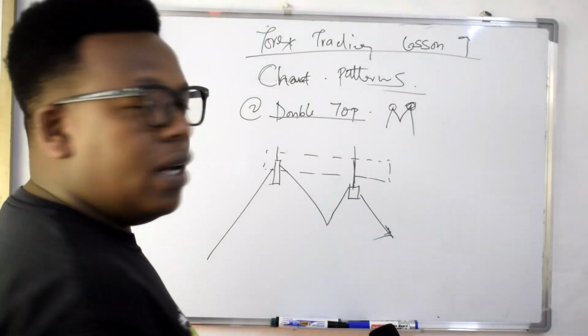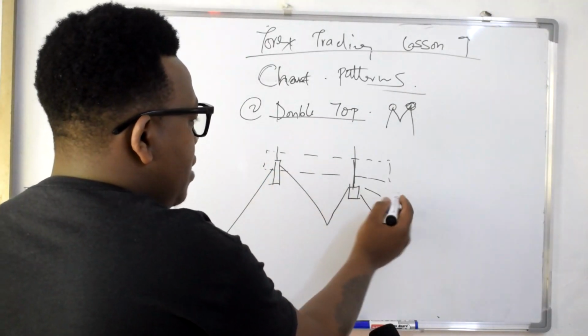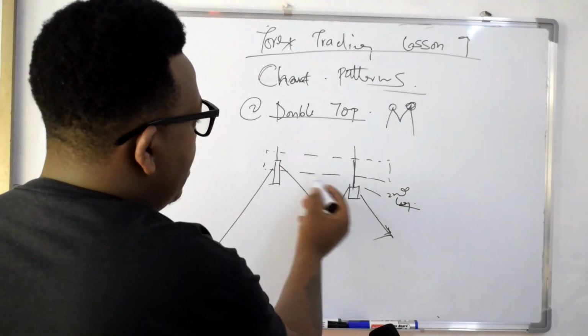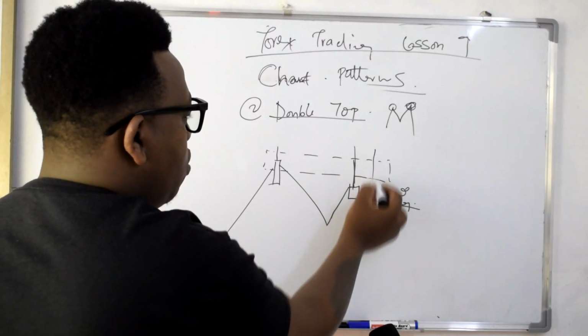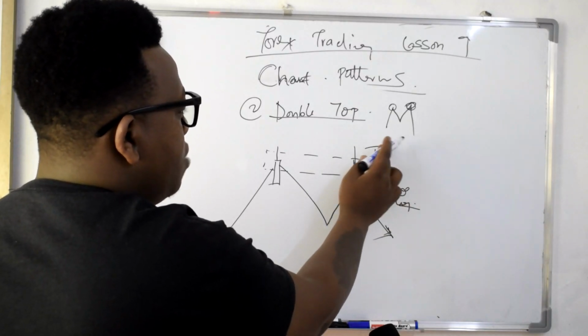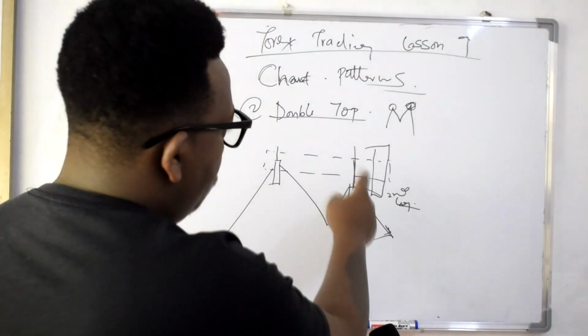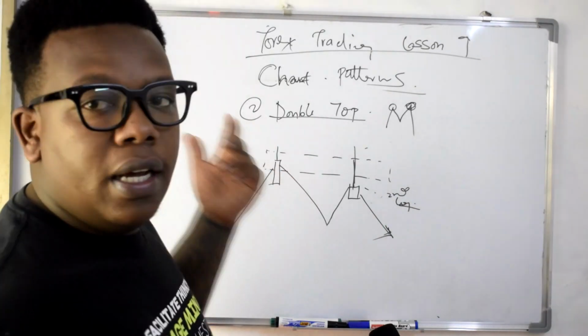And as I said with the double bottom, a valid one is where the second leg touches this imaginary rectangle with the wick, and the body doesn't close above here. If it closes above here, that's not a valid double top. So it's important for you to really understand a valid double top and an invalid double top.